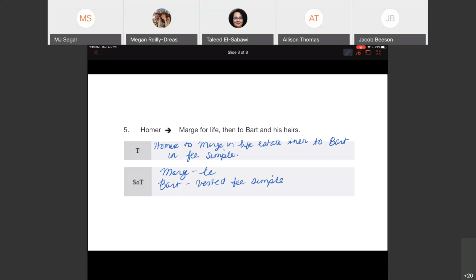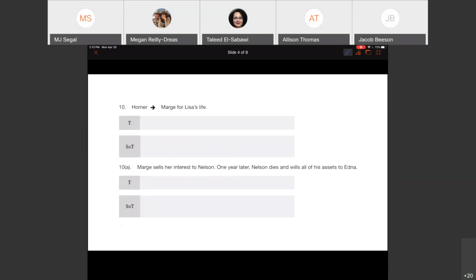Do we apply the rule against perpetuities here? The answer is a resounding no. Why? Because we have a vested fee simple. We don't have a contingent remainder or either of the 2 other interests that I listed. So always check to make sure that the rule against perpetuities is implicated.